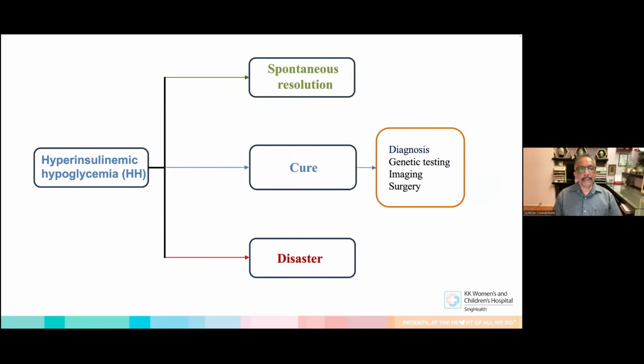So normally when you think about hyperinsulinemia, hypoglycemia, there are three outcomes. One is spontaneous resolution. Next is cure after a diagnosis, genetic testing, imaging, surgery, the cure. And the other one is a disaster where we didn't screen adequately and the baby goes home with subclinical hypoglycemia, which persisted and caused brain injury and even death.